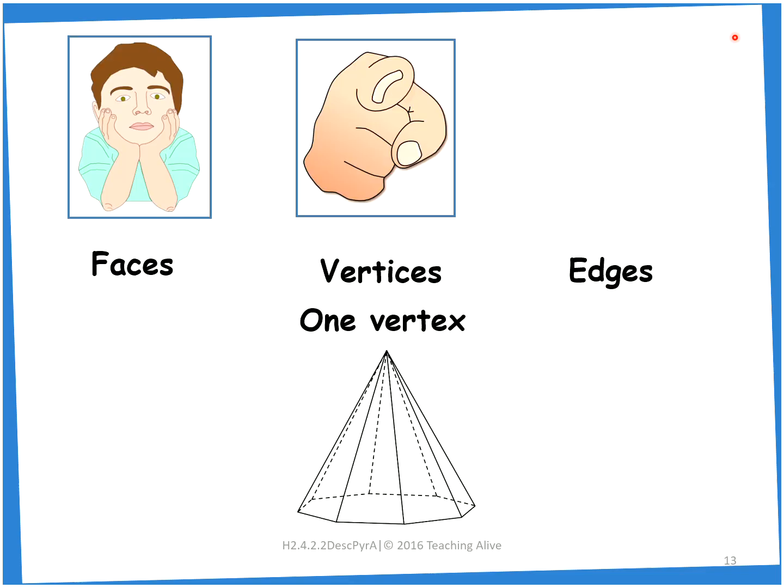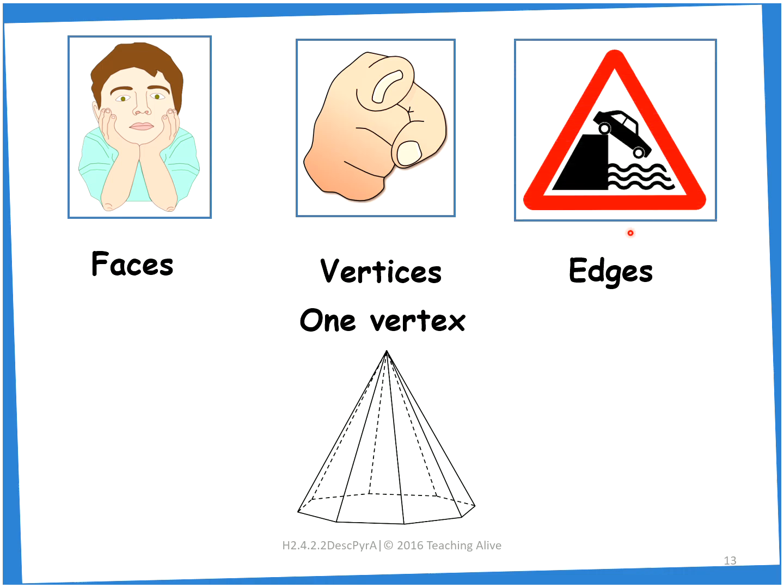Finally, we look at edges, and we have a picture of a car falling off a cliff edge. And for an action, we can form a line in the air with our arm for a cliff edge. So on a 3D shape, any edge is a straight line you could fall off, like our black lines on the bottom of the shape and our red lines on the middle of the shape.